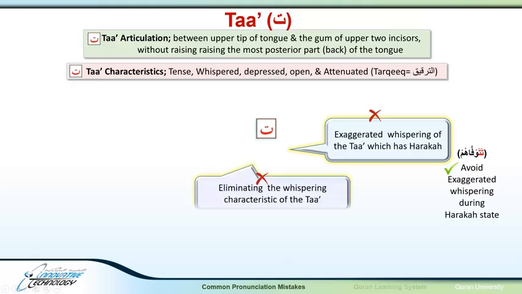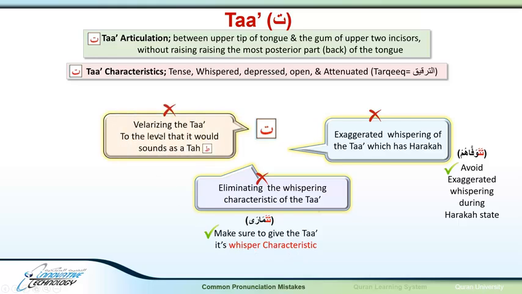The second mistake is the opposite of the first one. In this case, we totally eliminate the whispering characteristic of the ta and make it very short, where you would barely hear the whispering of the ta. Example: تتمارى, تتمارى. And again, this is wrong. The right way of pronouncing it is like this: تتمارى. So you need to make sure to give the ta its whisper characteristic.